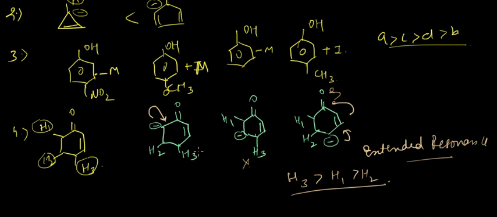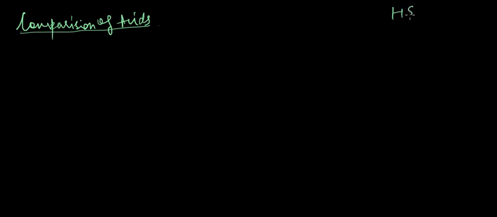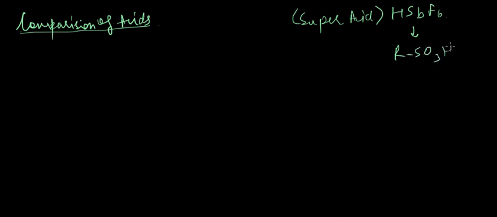So let us look into some facts now. We are done with the examples, so let's look at the comparison of acids based on facts. Let me write down. So this is considered a superacid, the father of all acids. Then we have our SO3H. Then we have the hydronium ion. This is also a superacid.